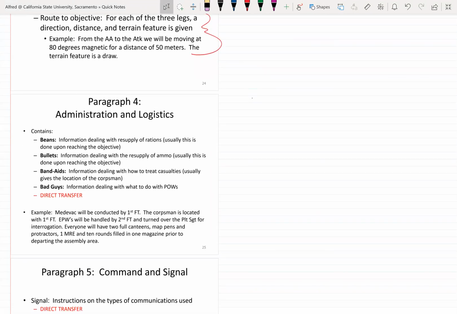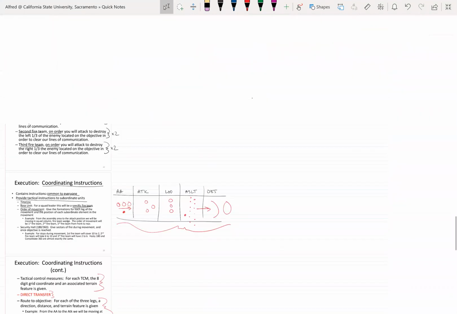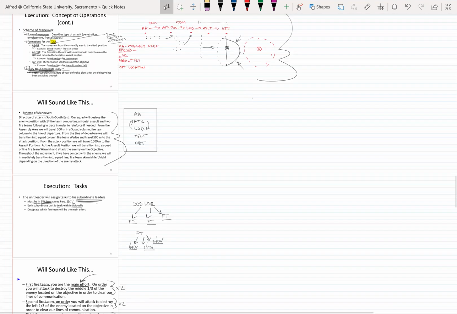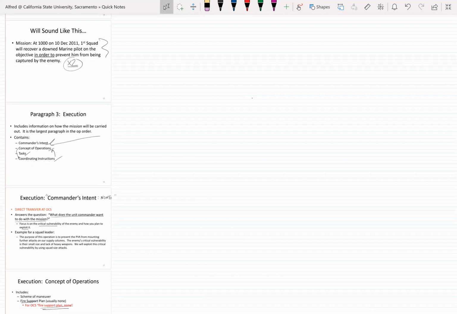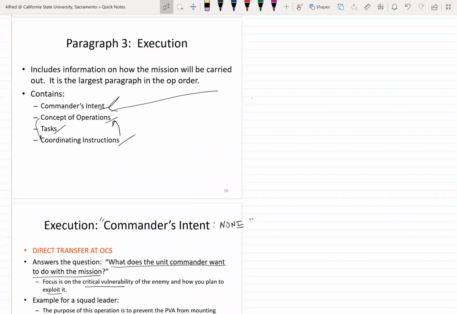Yeah, and so that's it for execution. I'm going to try to go over that real quick. Oh God, my screen's not loading. Okay, there we go. So execution takes up a majority of my slides. And it really only has these 4 headers. It has commander's intent, which is pretty small. Concept of operations is a big one. And then tasks is equally as big, but it kind of just covers the same stuff as the concept of operations, so it's easy to go through it again.